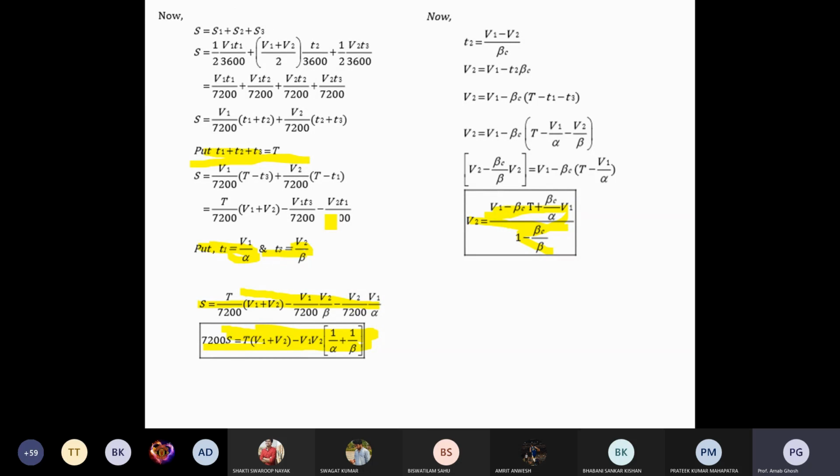Okay, so I think today I have discussed up to these portions. In my next class, I will discuss the pending portion.